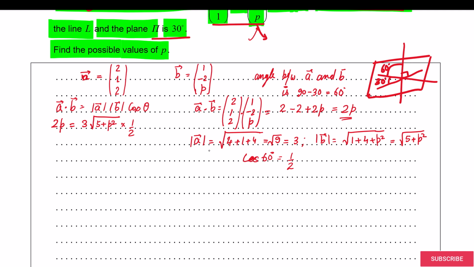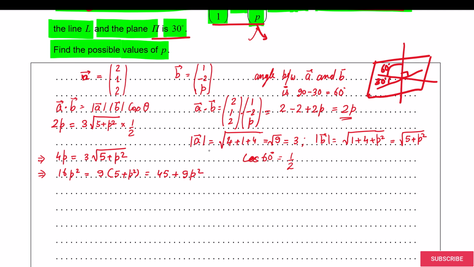Now we'll cross multiply to that side, and then we'll take the square. So it is 4p equals 3 times the square root of 5 plus p squared. Squaring both sides, we get 16p squared equals 9 times, and squaring the square root will cancel the square root, so it is just 5 plus p squared, which can be written as 45 plus 9p squared.